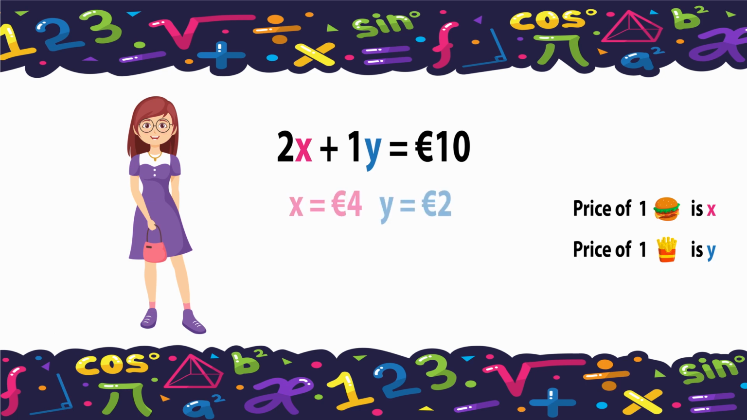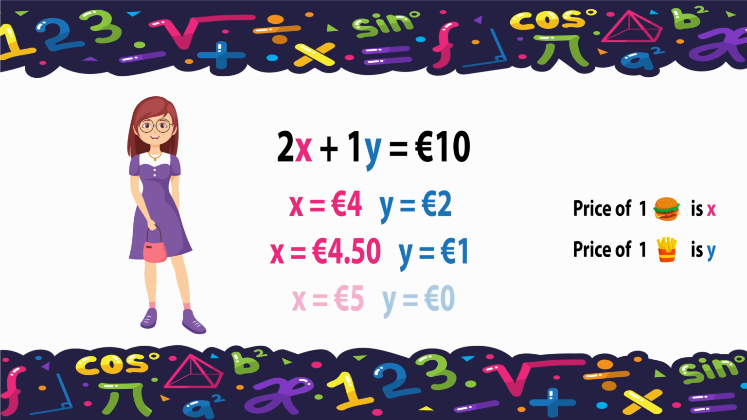Each burger could cost €4 and each set of fries €2. But it can also be that each burger costs €4.50 and each set of fries €1. Or it can also be that each burger costs €5 and the fries are free of charge. Which is the right answer? All of these fit, and in fact there are infinite solutions to this problem. The thing is that we have one equation with two unknowns, and like this we are not able to solve it without having additional information.